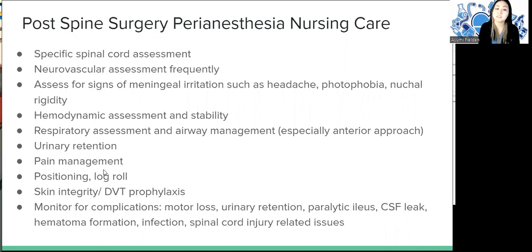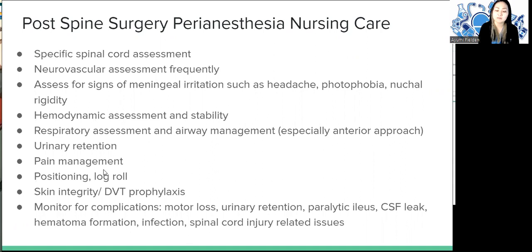You might need to do a specific spinal cord assessment, and neurovascular assessment becomes really important here because we deal with the spinal cord. Assess for signs of meningeal irritation such as headache, photophobia, and rigidity. So if their neck is stiff and they say, oh my gosh, it's so bright and I have a headache, you have a meningeal irritation. And again, hemodynamic stability assessment is important. Assess the airway, especially with an anterior approach.